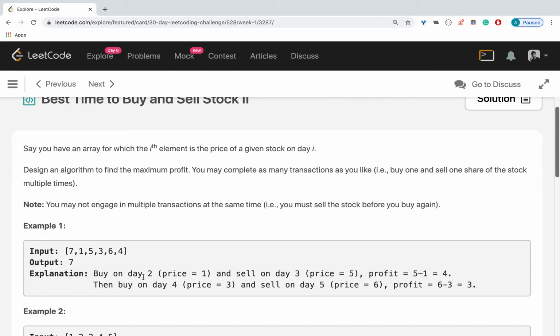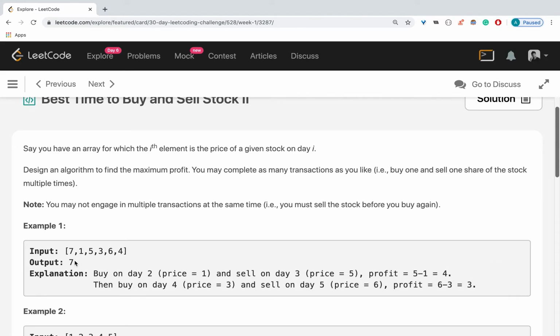You can see, if I buy on day 2 and sell on day 3, I will have a profit of 4 rupees. Similarly, if I buy on day 4 at the cost of 3 rupees, then I can sell on day 5 at the cost of 6 rupees. So the profit is 3 and the total maximum profit I get is 7, right?